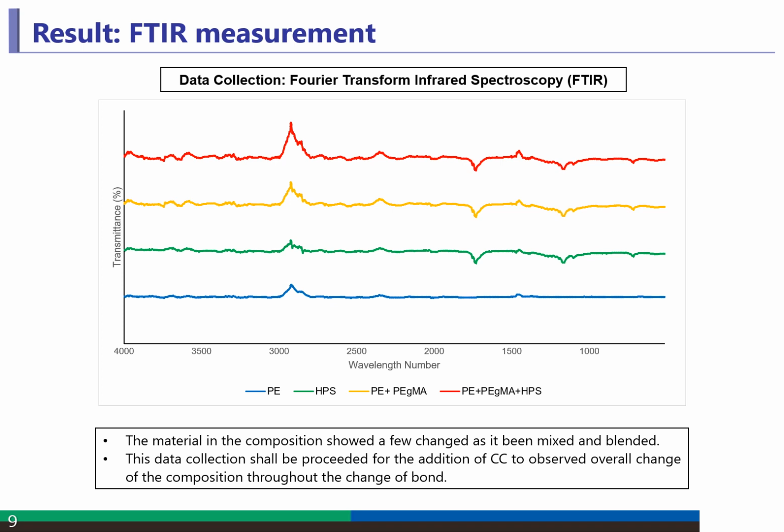In this section, I would like to explain the preliminary result of the FTIR measurement. I have done the analysis of Fourier transform infrared spectroscopy, known as FTIR measurement, on the formulation of HDPE, HPS, and the blend of HDPE, HPS, and PEGMA. From this result, it is shown that the materials in the composition show a few changes as they are mixed and blended. This data collection should proceed with the addition of calcium carbonate, the filler, to observe the overall change of the composition through the change of the bonds.